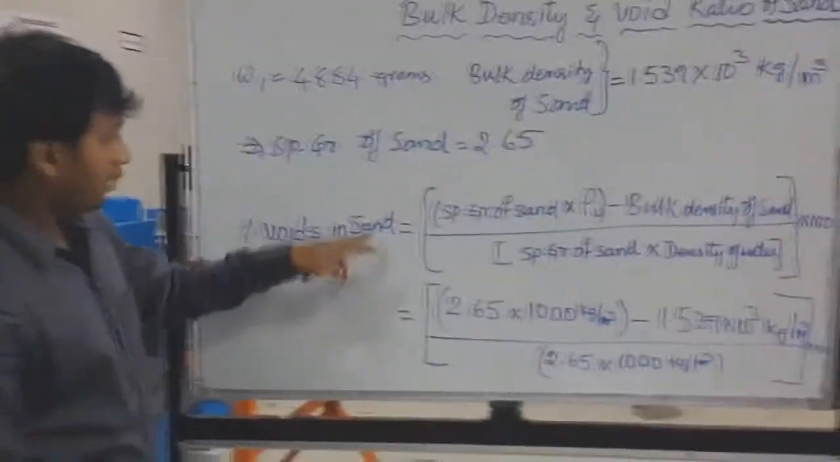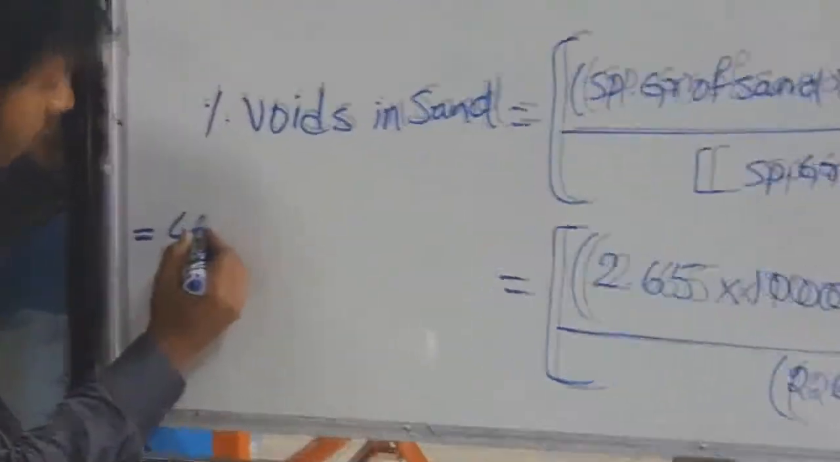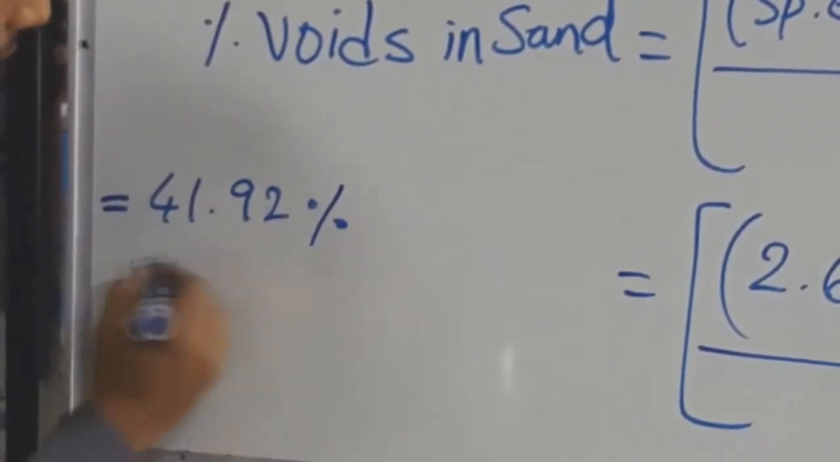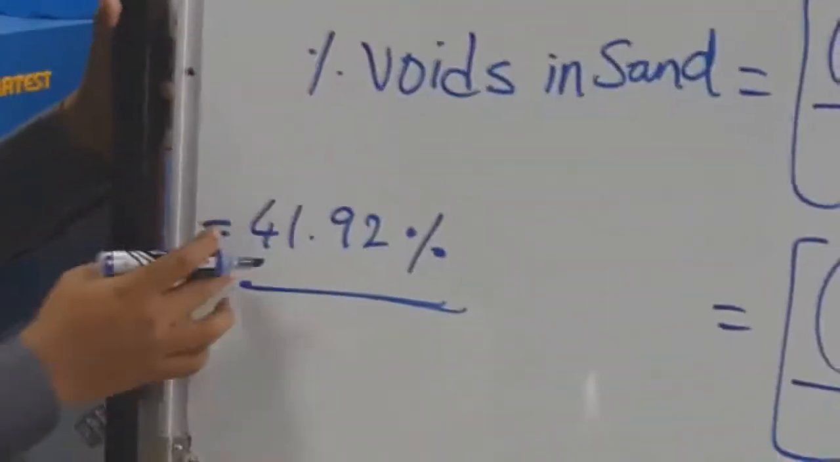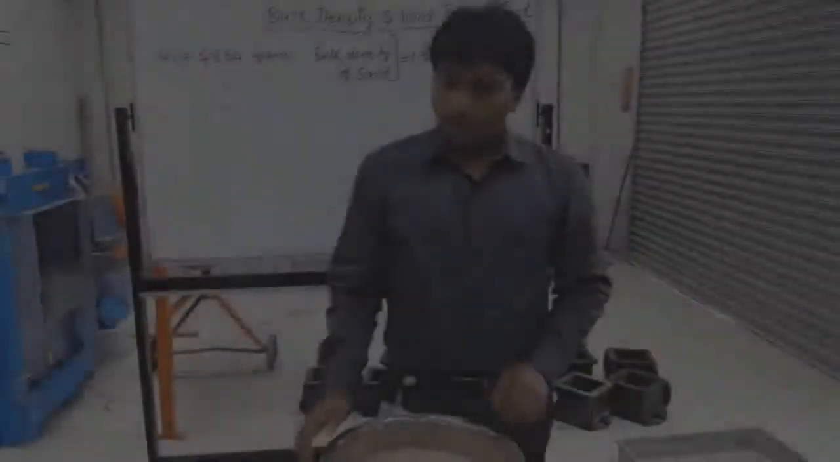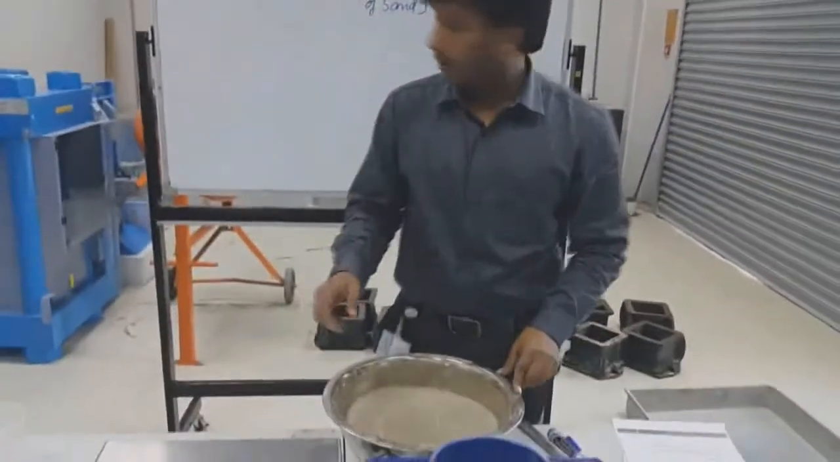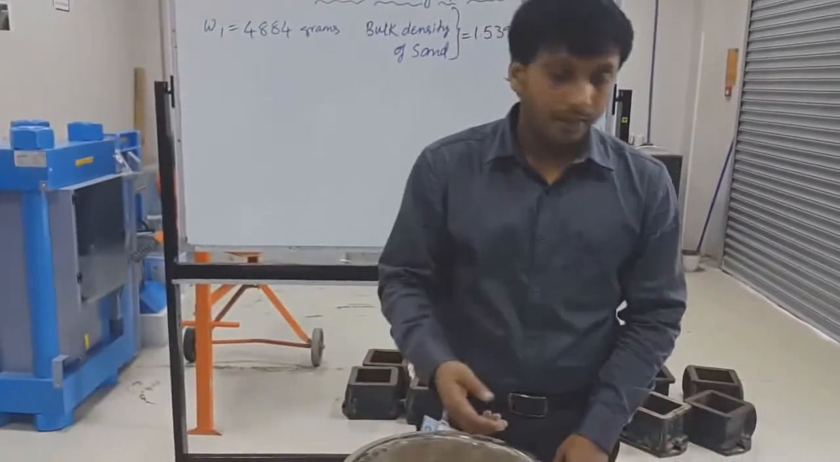Calculating this percentage voids in sand by solving this equation, we get an answer of 41.92%. So the percentage voids in sand is 41.92%. Repeat the same steps again to determine the percentage voids and bulk density of the compacted sand.